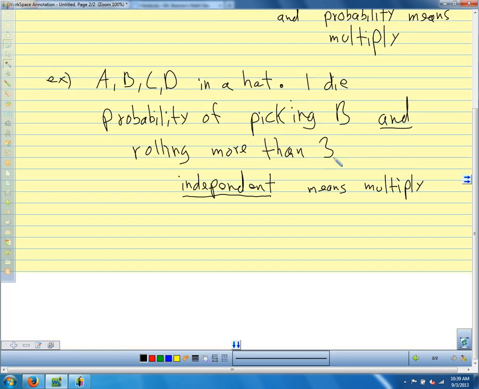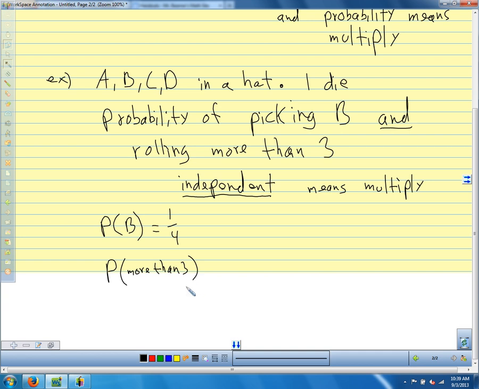So first off, let's find the probability of a B. What's our probability of picking a B out of the hat here? 1 in 4, right? We have 1 B, we have 4 picks. So the favorable over the total is 1/4.